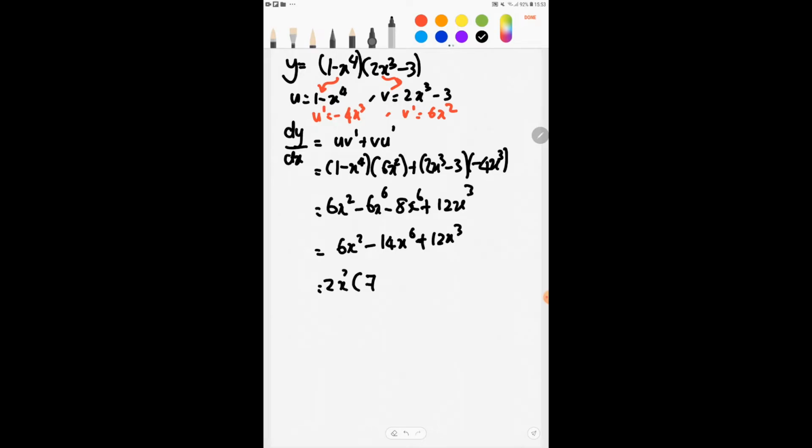We take out the factor 2x squared, so we have 3 minus 7x to the power of 4 plus 6x. Sorry, wait here. So we have 6 times 2x cubed. Okay, we get here, this is x.